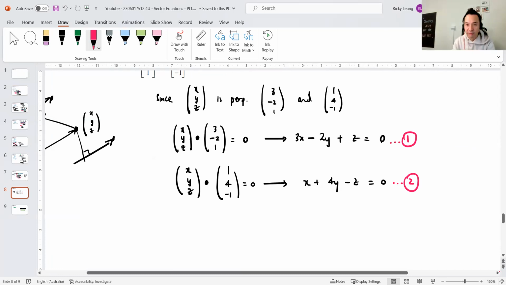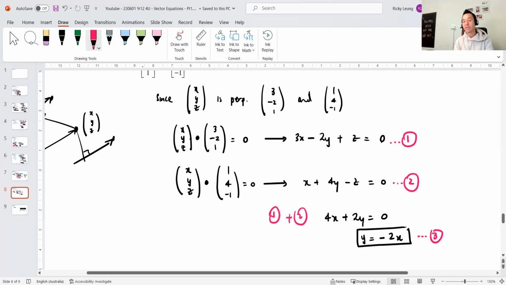All right. If I was to solve simultaneously, I can see the z's there. I could just add them, right? Let's add them. So 1 plus 2, and the z's get knocked off. I'll get 4x plus 2y equals 0. So I've got y equals negative 2x, right? All right, keep that in mind.